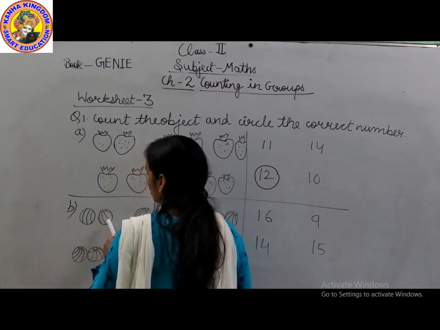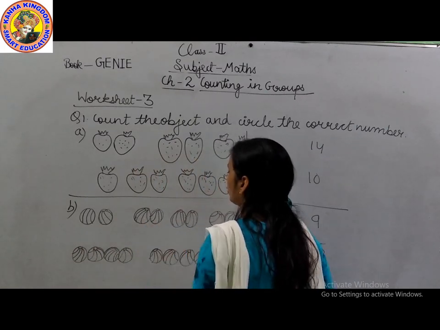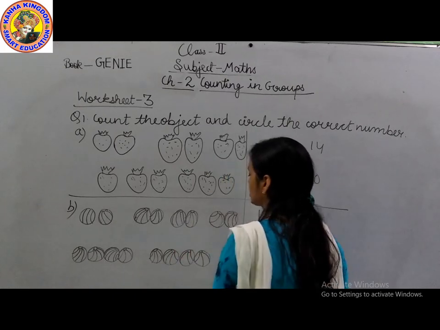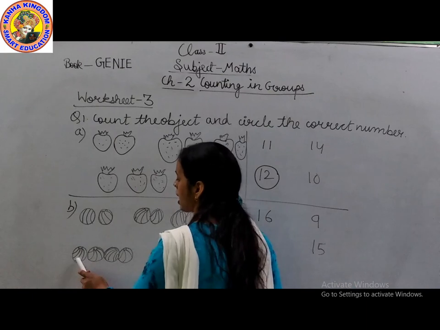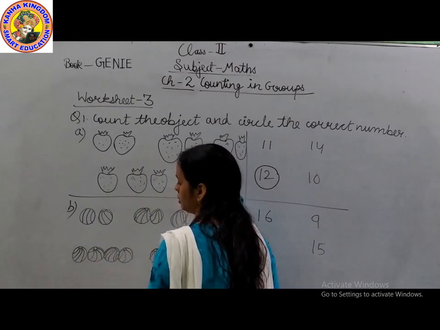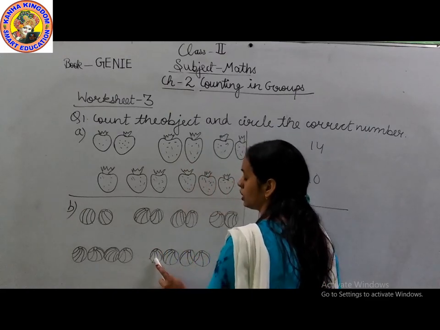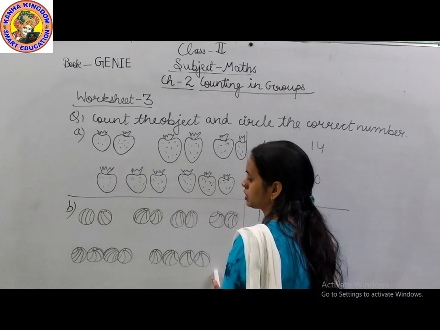Now in question number B, how many balls are there? 1, 2, 3, 4, 5, 6, 7, 8, 9, 10, 11, 12, 13, 14, 15, 16.